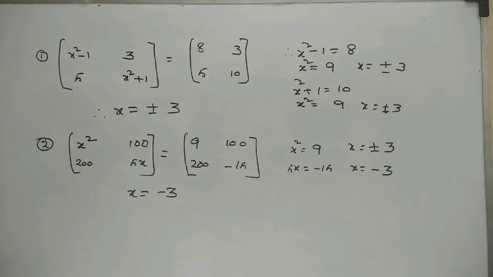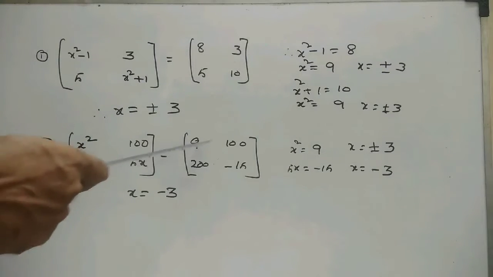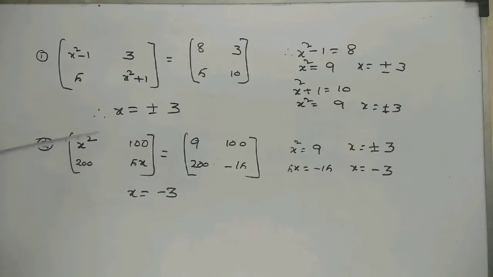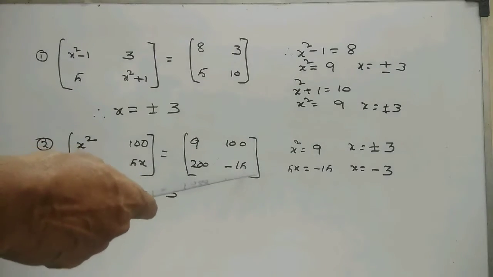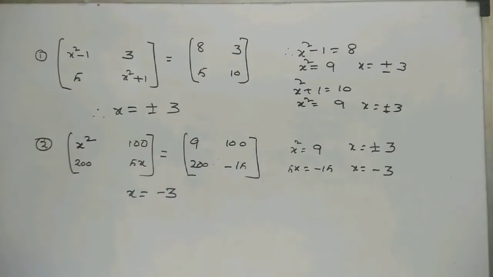I am taking another example. In the first matrix x square is there. In the second matrix the first element is 9. So for equating, x square equal to 9, or x equal to plus or minus 3. In the second matrix, 5x is equal to minus 15. In that case x must be equal to minus 3.